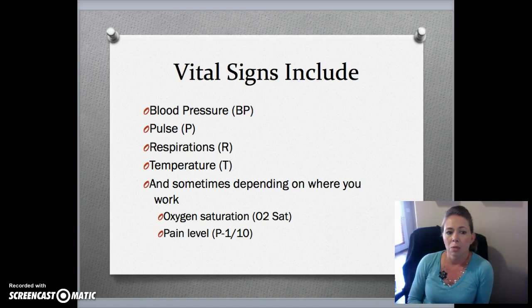So vital signs, what they include: your blood pressure, your pulse, your respiration, temperature, and sometimes depending on where you work and what shift you work, you might also be getting your oxygen saturation, abbreviated O2 sat or O2, and you might be grabbing a pain level, and that's just usually on a scale of 1 to 10. Okay.